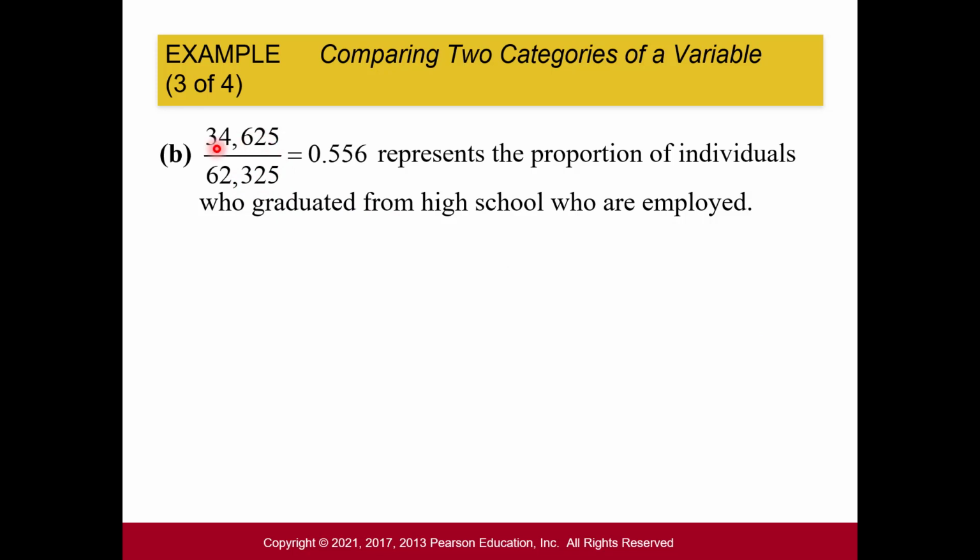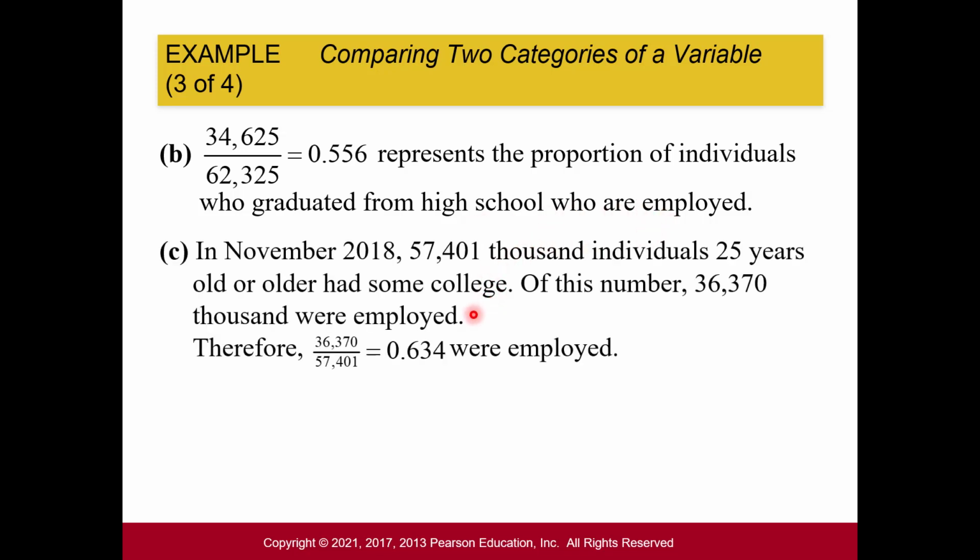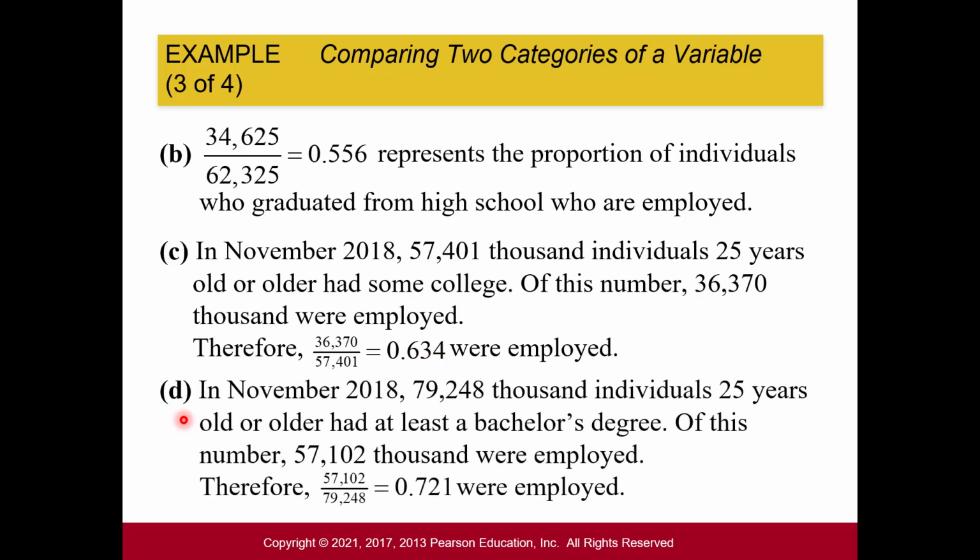So 34,625 over the total of 62,325 gives us a value of 0.556 or 55.6%. And this represents the proportion of individuals who graduated from high school and are employed. And we can do the same thing for the some college category, and we'll get 0.634. And then last, a similar calculation, the amount employed over the total from the column of bachelor's degree or higher, and we get a proportion that's 0.721 or 72.1%.